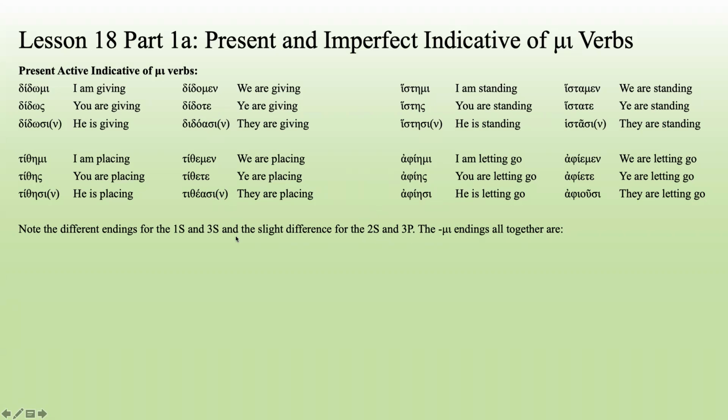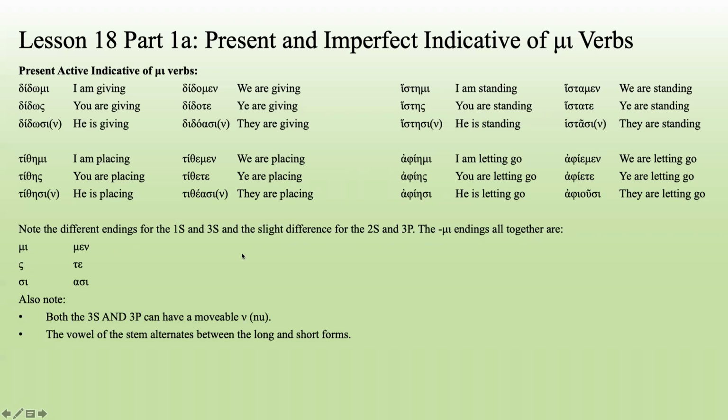So if we put all of the μι endings together, we would see that they are μι, ς, σι, μεν, τε, ασι. Those are the endings for μι verbs, primary A endings, that is. Also note, both the third singular and third plural can have a movable nu since they both end with an iota. The vowel of the stem alternates between the long and the short form. So you'll see here up in δίδωμι, we have the omega, omega, omega, then we have omicron, omicron, omicron. So that's pretty consistent throughout, having the long form in the singulars and the short form in the plurals.